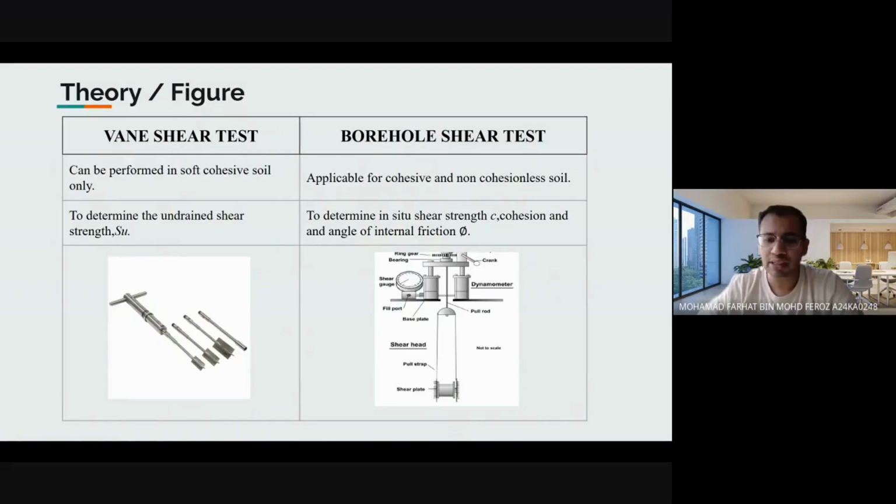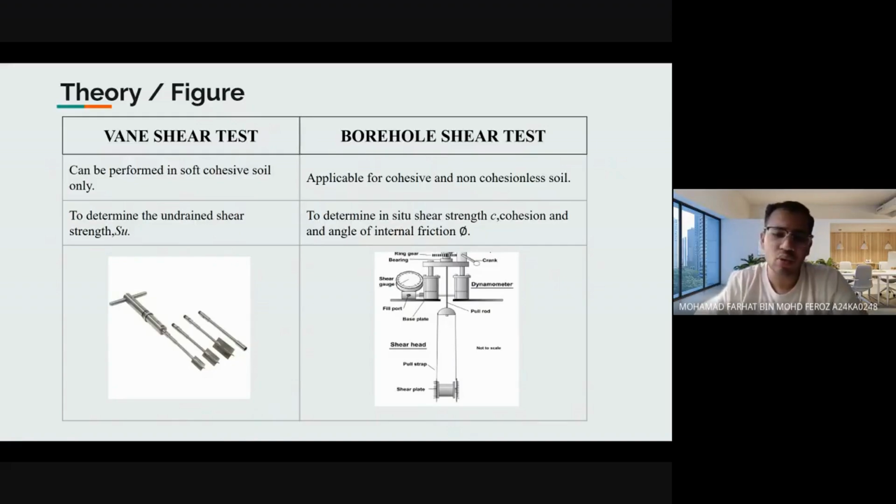The borehole shear test provides a more comprehensive soil profile by determining the in situ shear strength, cohesion, and angle of internal friction. From this perspective, we could say that the borehole shear test involves more complex hardware such as shear plates, pull rods, and a dynamometer, while the vane shear test focuses on a rotating vane head. Based on this diagram below, the left side shows the field shear vane. On the right side, we have the borehole shear test apparatus.